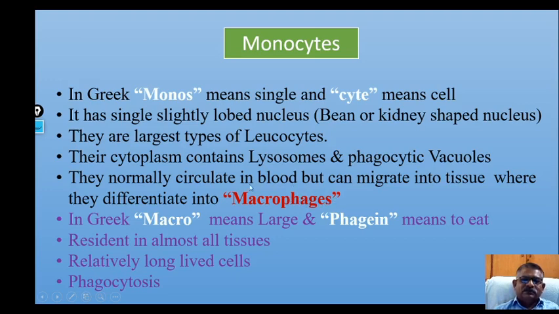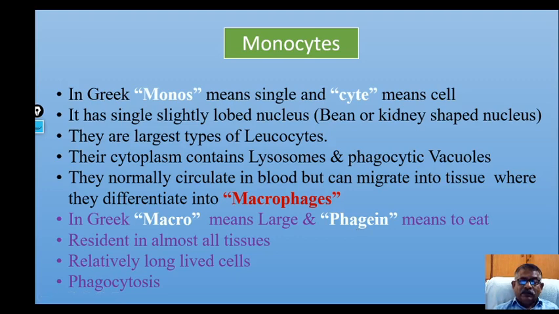When these macrophages migrate into different tissues or organs, they are named accordingly. The most important ones are macrophages and dendritic cells, because they play a role in antigen presentation. If the macrophages are present in the lungs, they are called alveolar macrophages. If they are present in the liver, they are called Kupffer cells, and so forth. In Greek, macro means large and phagin means to eat. So macrophages are large cells with the ability to eat cells. These are also phagocytic cells, mostly resident in almost all tissues.